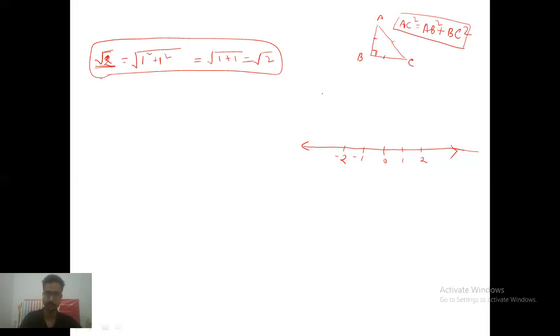That means to plot root 2, you have to first take 1 unit. This is the 1. So you have to first take 1 unit on the positive side. Now see, this is your positive direction. The right hand side is your positive direction, and the left hand side is your negative direction.